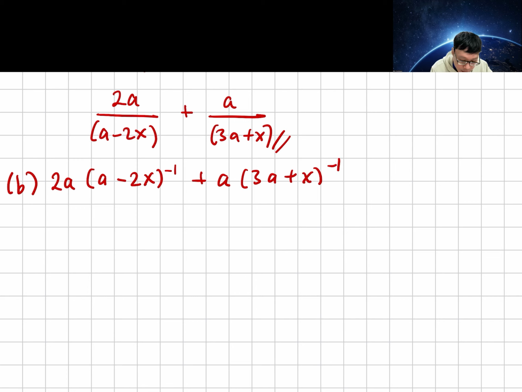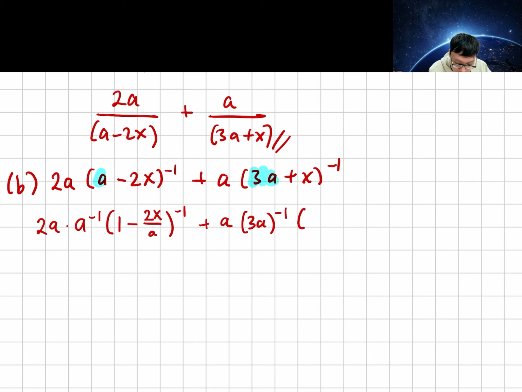exponent minus 1. Now, let's apply the general binomial theorem, but as you can see, the first term is not 1, so once again, you have to take that out. So you get 2a times a to the minus 1, and then (1 minus 2x over a) exponent minus 1, plus a times (3a) to the minus 1, (1 plus x over 3a) exponent minus 1.